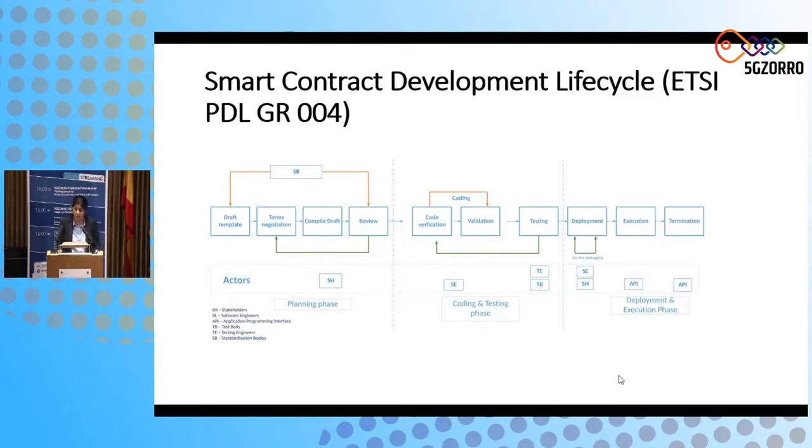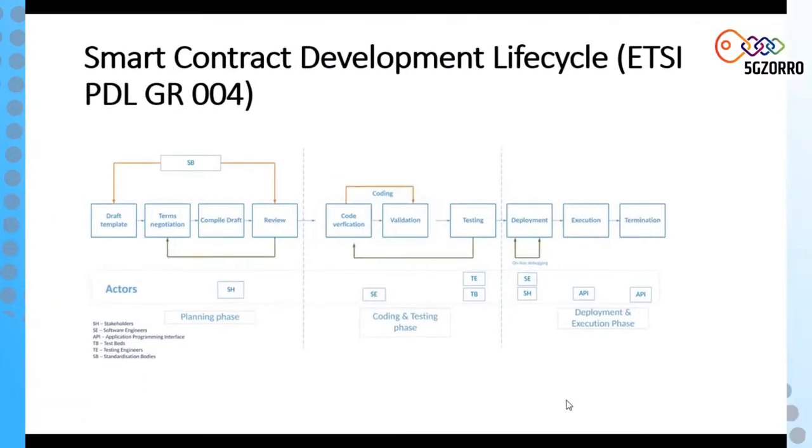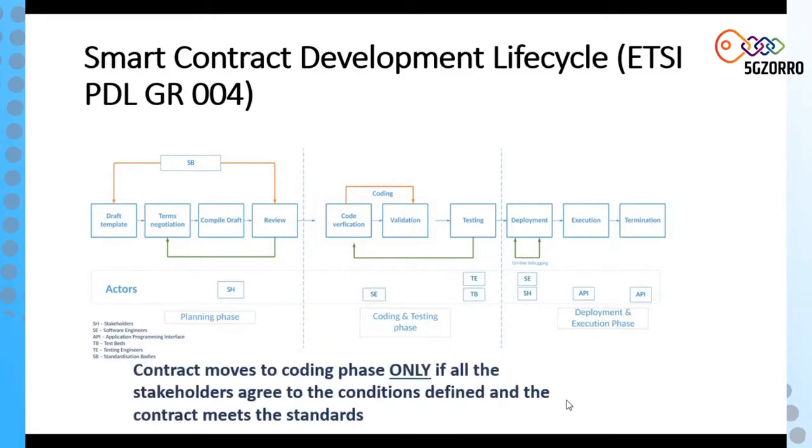The last step is the development, deployment and execution. So the smart contract is deployed on the ledger in the third phase, as per the life cycle proposed in ETSI PDL GR004. And even when it's installed and deployed on the ledger, it has to be continuously monitored. Smart contracts should not be left alone without any monitoring mechanism, in order for us to avoid any dangers to the whole contractual system. So again, a contract moves to the coding phase only when all the stakeholders agree that the smart contract is designed as per the requirements of the system.